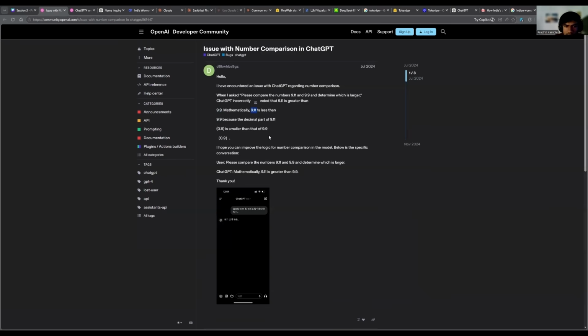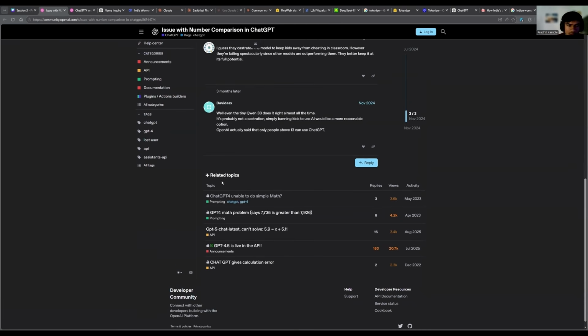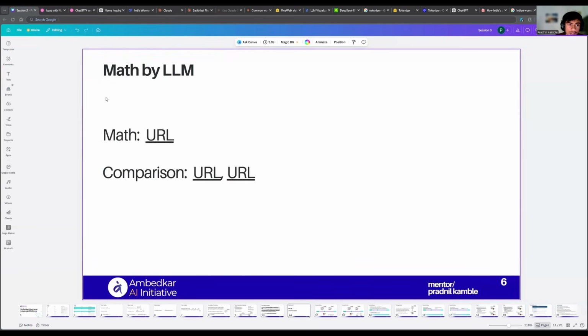But this is not really math. But the idea here is that the model is not great at doing things like that, comparisons, calculations, or logic as such. Here, there are many related topics which talk about why these models are bad at math. Because these are really not the models trained to do math, but they are really trained to just predict the next word, right? So that's why I would not use it for doing math.